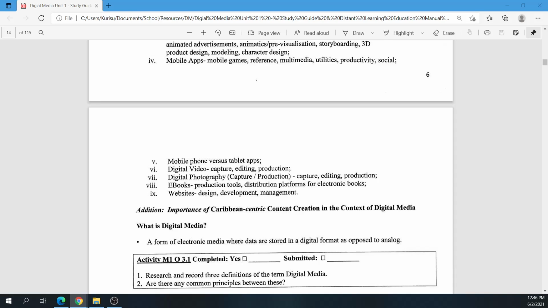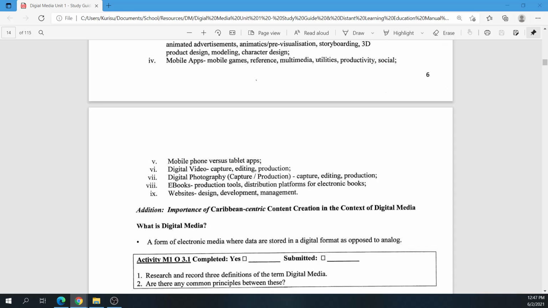How is it affecting your neighbor? How is it affecting your society? How is it affecting your country? How is it affecting the Caribbean? So it's not just about learning what the different types of digital media are. You also need to know how it is affecting persons. What are the benefits? What can you do to implement the digital media? What are the different principles? What are the different designs? What are the different elements that make up the digital media?